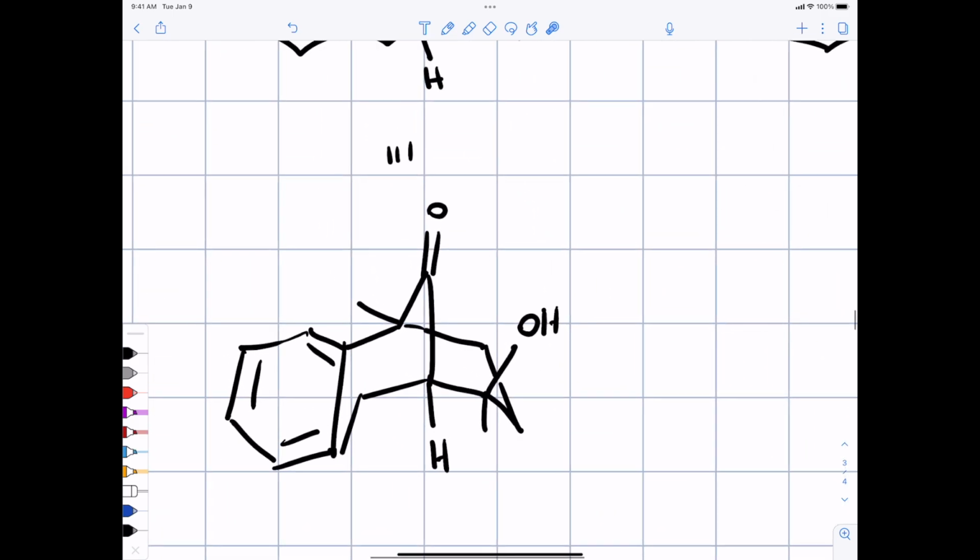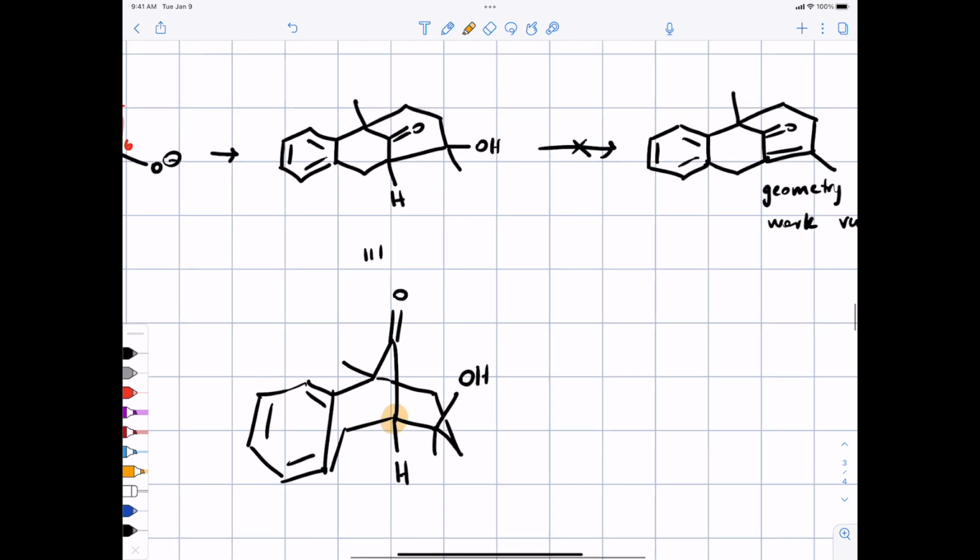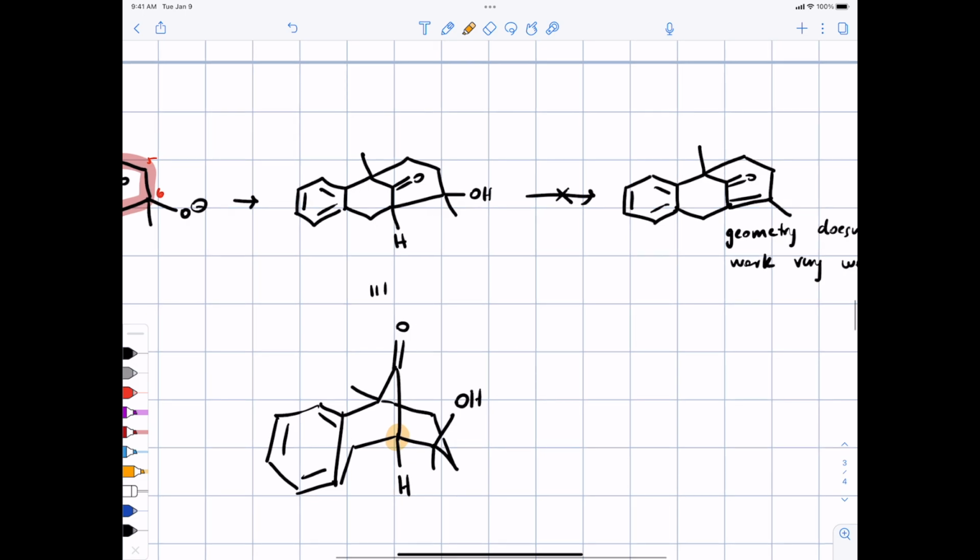We call this carbon that's part of multiple bridged ring systems the bridgehead carbon, and there's a rule in OChem about not having double bonds at bridgehead carbons. They're not very stable.